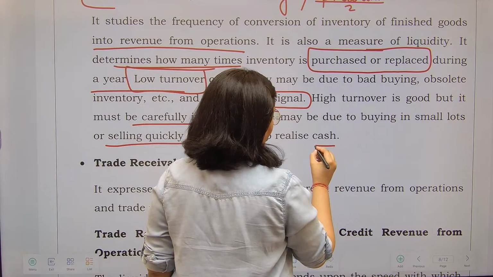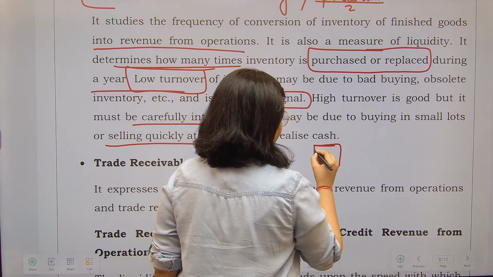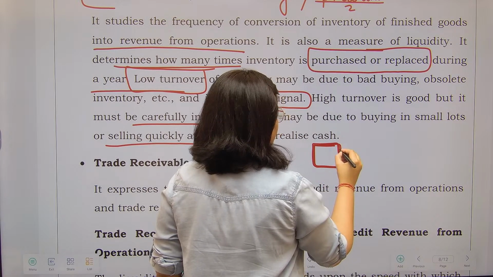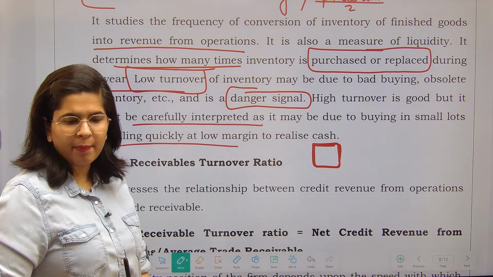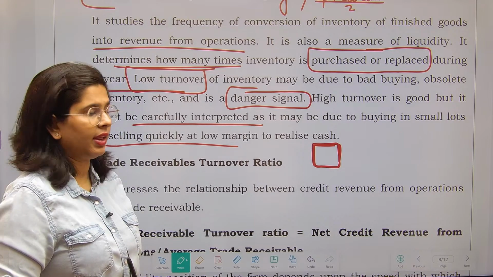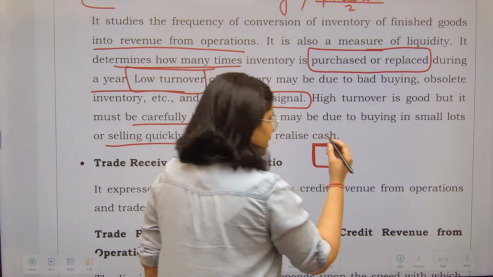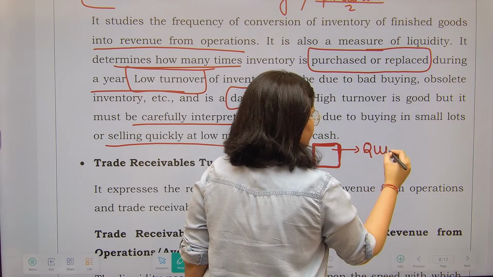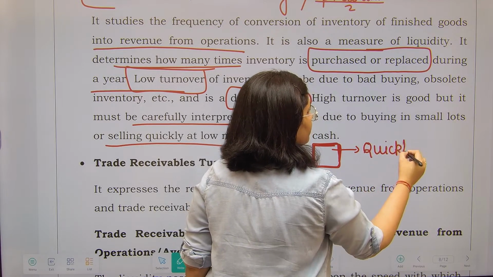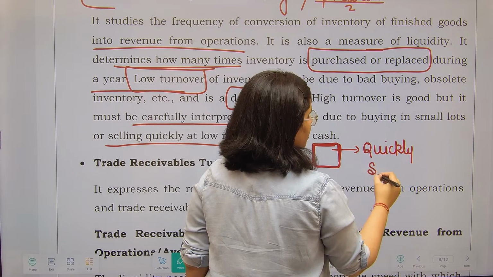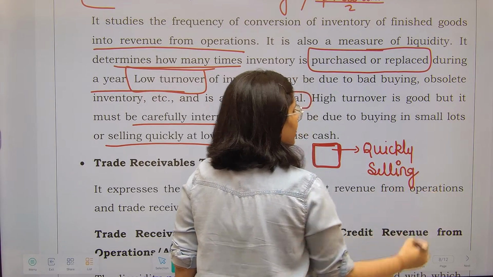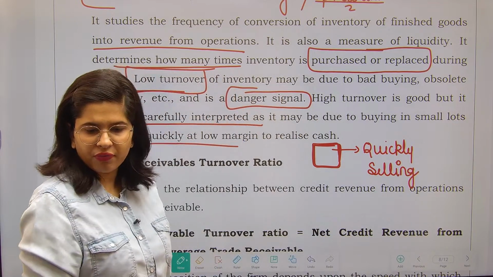Suppose I have bought this much lot of inventory, right? Just for imagination's sake, I have bought this much lot of inventory. Now, this inventory is selling quickly, right? So this is a good sign for me, obviously.